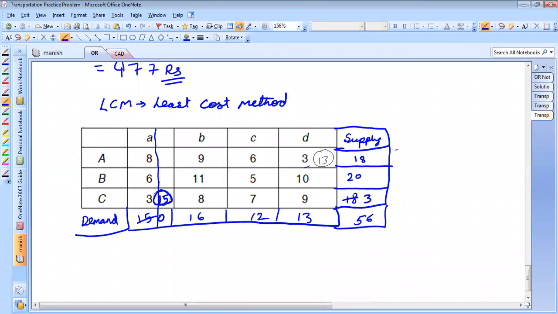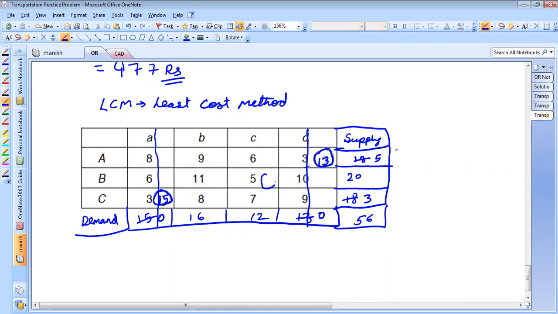If this 3 would have been here, then we would have 18 and 20. Or if this 3 would have been somewhere else, then we would have different values. So because they are in different rows and columns, we are going to use this to finalize. So if we finalize this 13, this becomes 5, this becomes 0. So we will eliminate this column. Correct? Any doubts?